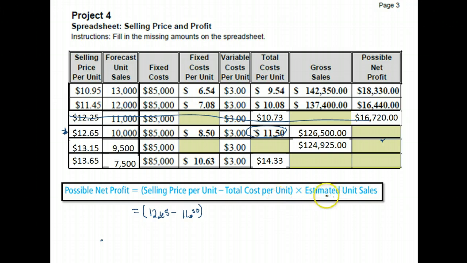And then we're supposed to multiply that by the estimated unit sales. How many they're estimating to sell? 10,000. Okay, do parentheses first. So do the $12.65 minus $11.50. That gives you $1.15, and multiply that by 10,000. When we do, we get 11,500. Okay, so pretty low, but that's my number I would enter right there.